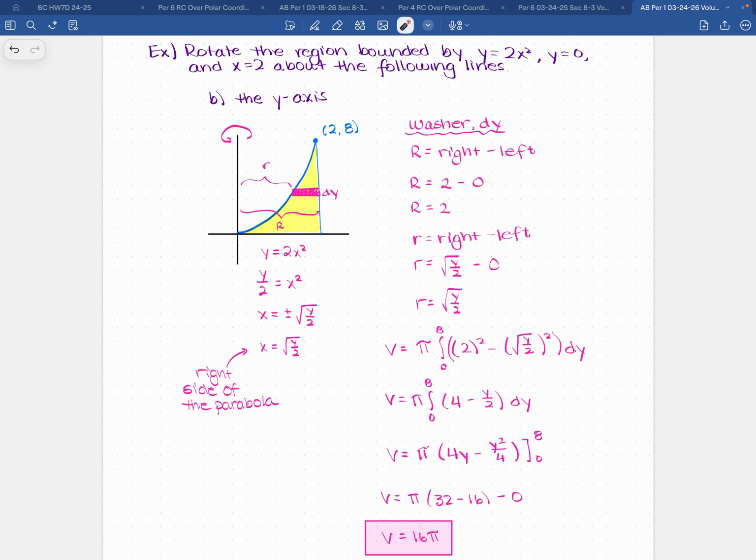For the big R, along the right-hand side is x equals 2, and along the left-hand side is x equals 0. So our big radius is just 2.